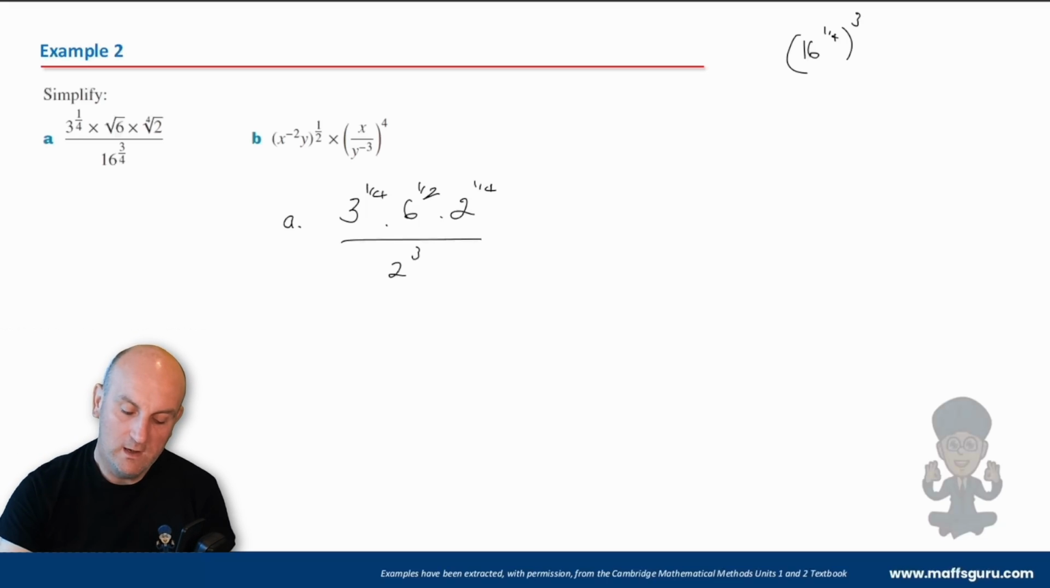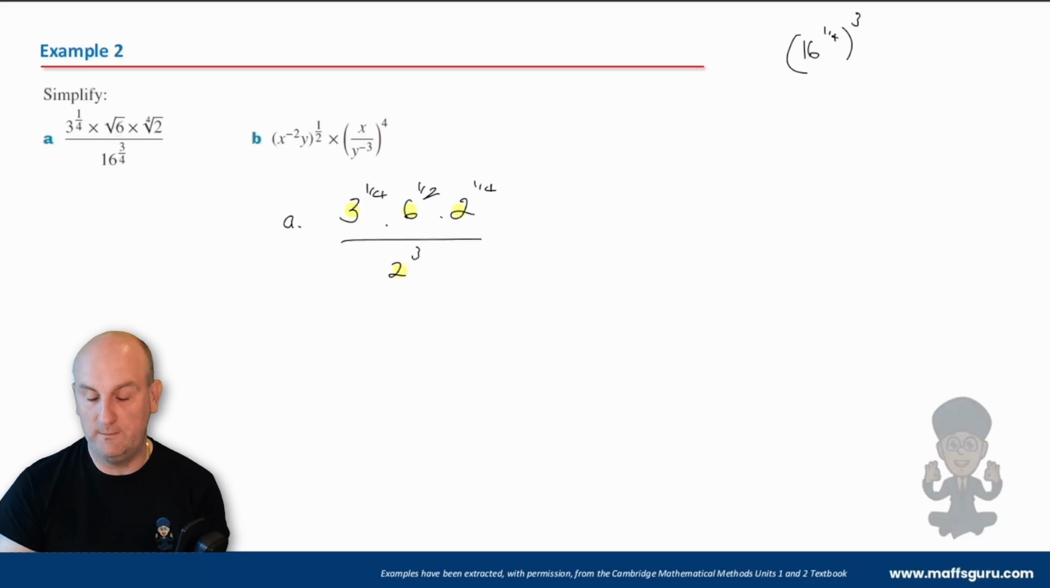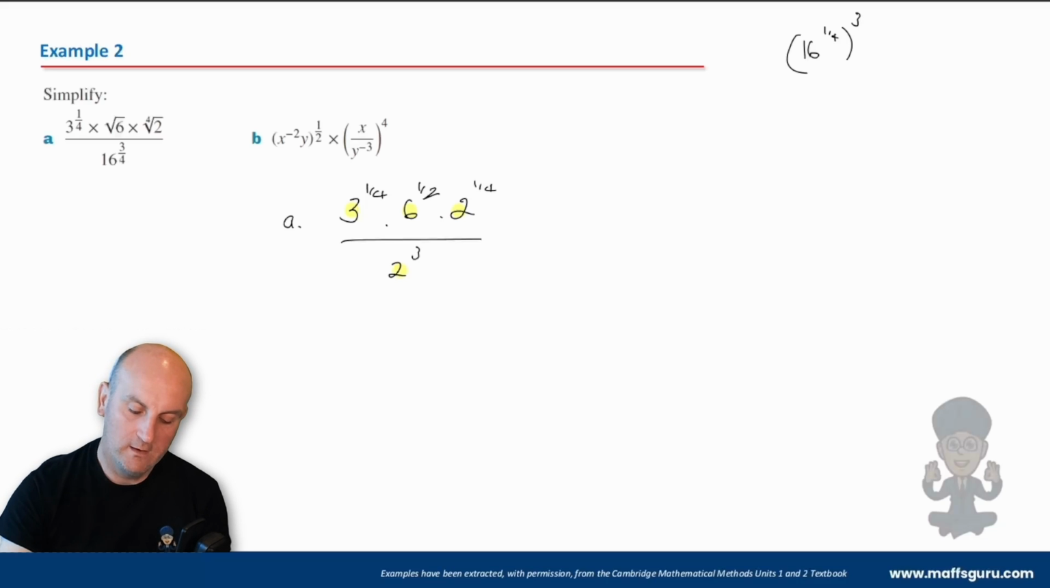Okay, so now we've got a situation where we have 3 different bases. We've got a 3, a 6, and a 2. Wouldn't it be great if we could somehow get those into just 2? Well, hold on. Using the rule backwards, I know that 6 to the power of 1/2 is the same as 3 to the power of 1/2 times 2 to the power of 1/2.